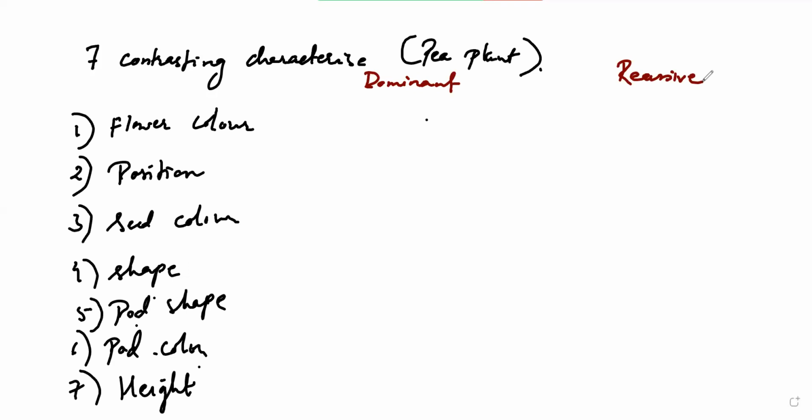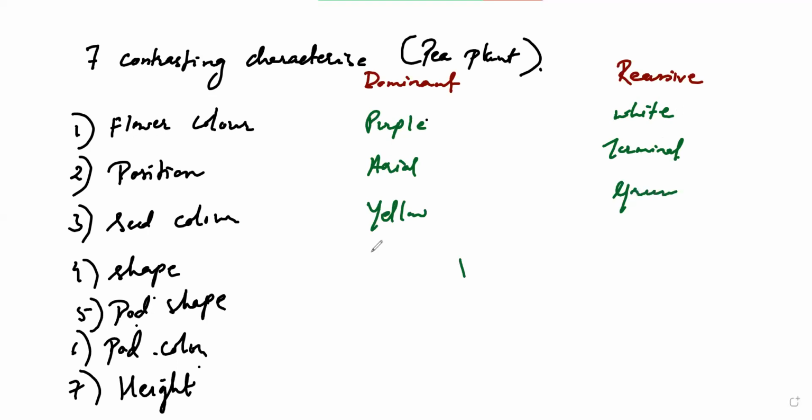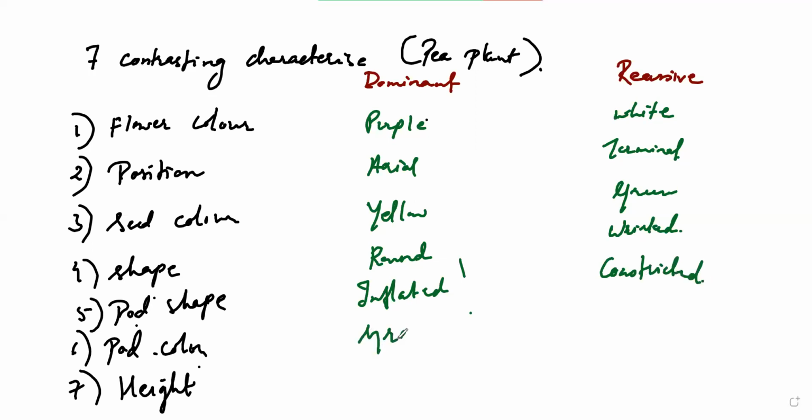Whatever dominant characteristics are there: purple color flower was dominant, recessive was white. In position, axial and terminal. Seed color, yellow and green. Seed shape, round and wrinkled. Pod shape, inflated and constricted. Pod color, again green and yellow. So pod color and seed color are opposite in showing the dominant and recessive character. And the height is, we already know, tall and dwarf.